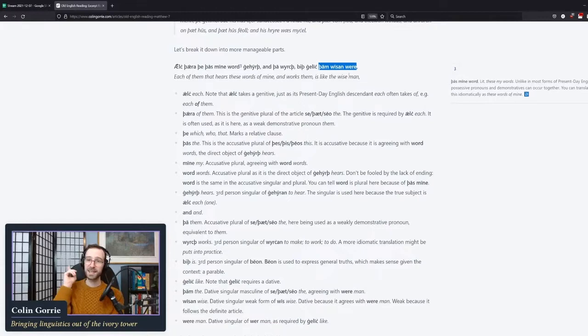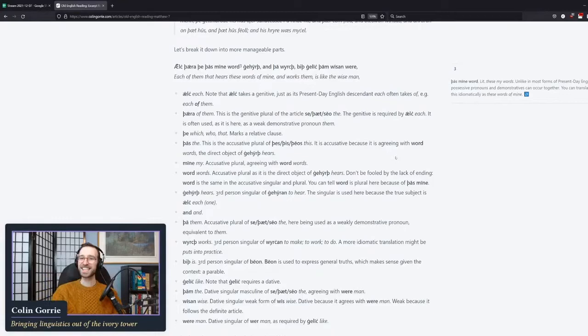And you may have heard this before. If you haven't, it's a cool thing. Were. This is the word for man in Old English. Well, one of them anyway. And this is the same were as in werewolf. So man, wolf. So that's kind of cool if you haven't heard that before. Right. So each of them that hears these words of mine and works them is like the wise man. Okay. We're not done with the sentence yet, incidentally, but we'll take a break here.